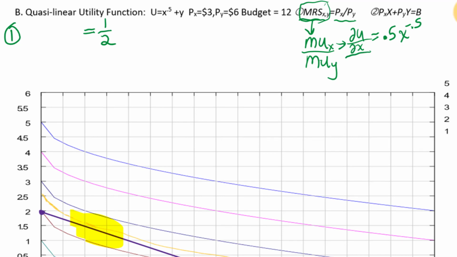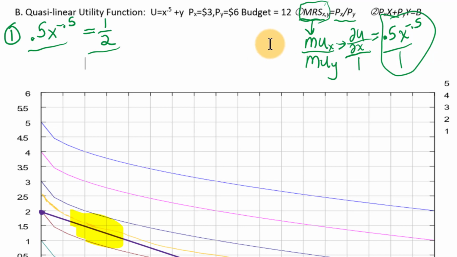And then to get marginal rate of substitution, we divide that by the marginal utility of Y. So here, if we take the derivative of this utility function with respect to Y, well, there's no Y here in the first term, that goes away. What's the derivative of Y with respect to Y? It's just 1, right? So the marginal rate of substitution simplifies to just 0.5 X to the minus 0.5. So that's our marginal rate of substitution equals slope of budget line. Marginal rate of substitution equals price of X over the price of Y.